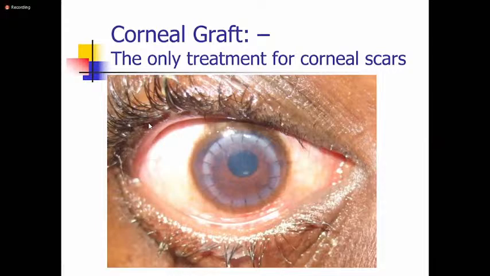And the thing with grafts, as you might know, is that you can't guarantee it's going to be there for a lifetime. The patient has to be on steroids for a long time to suppress the body's reaction, and later on, you can find the graft fails. So it's always good to try and prevent it from coming to this stage.